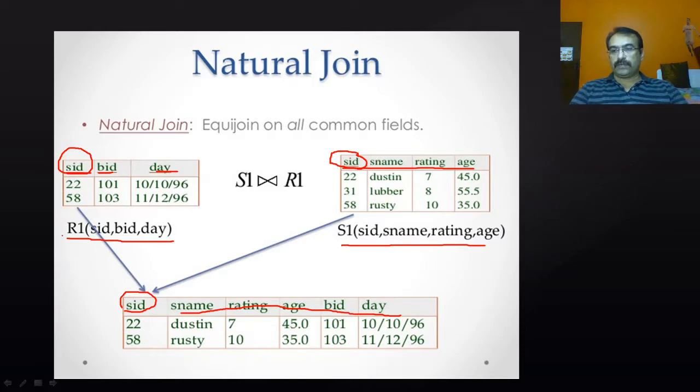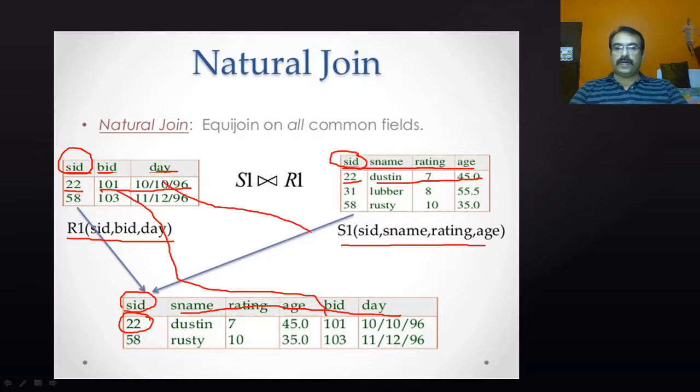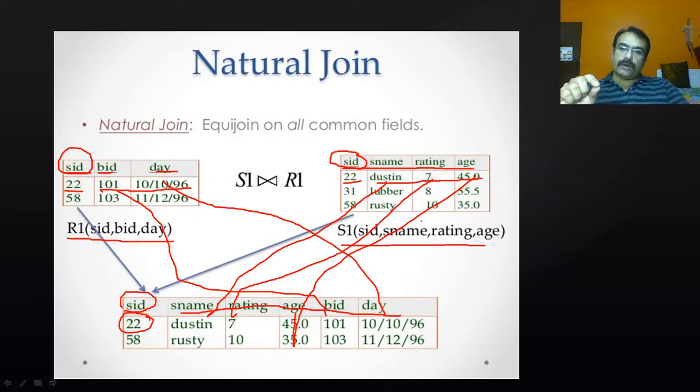So let us find out. 22 is here. Do we have 22 here? Yes. So 22 will be appearing here, and the rest of the tuple from R1 as well as R2 will be presented in the tuple of the resultant output. So here 101, birth date is 10/10/96, Dustin, 7, and age. Are you getting me?